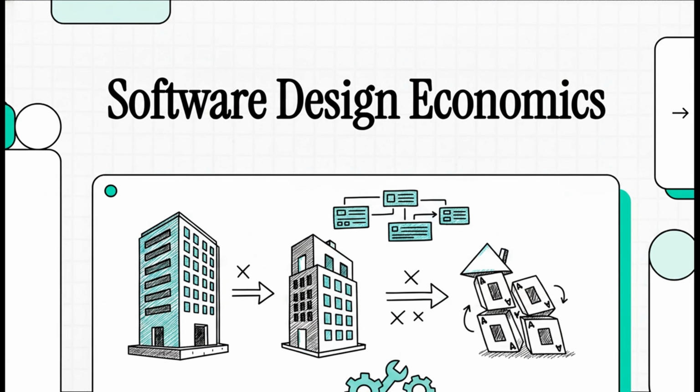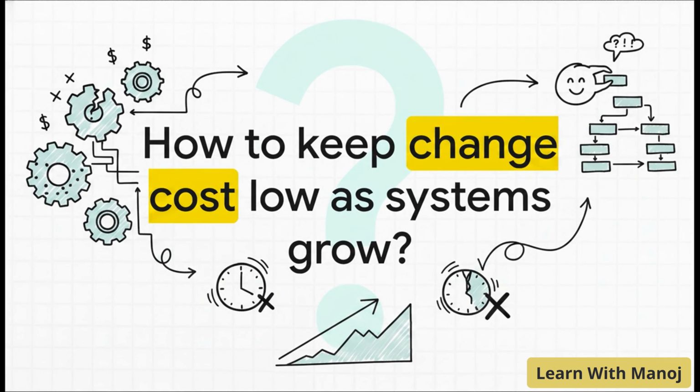In this explainer, we're going to build a really solid foundational mental model of software design. We're going back to the core ideas that dictate why some systems are just a total joy to work with, while others feel like a house of cards just waiting to collapse. Everything we talk about today anchors back to one massive central question. How do we keep the cost of change low as a system grows?